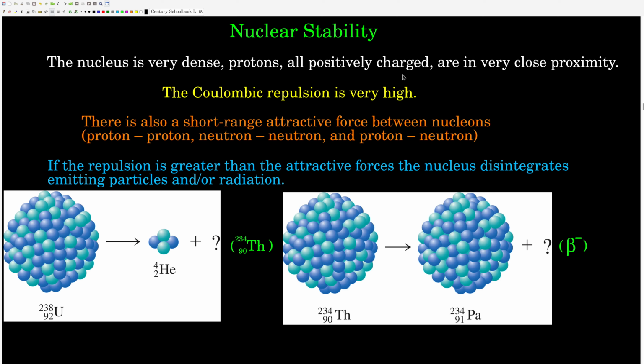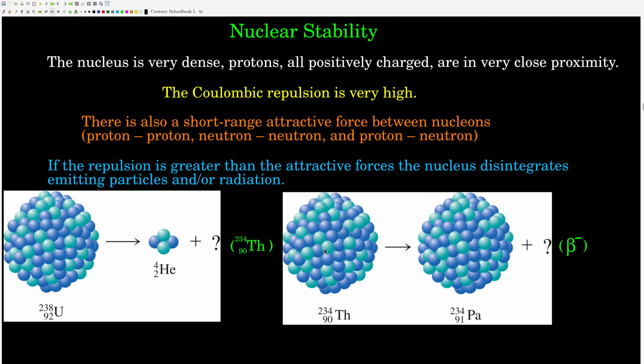Gamma radiation, I didn't show the symbol for that, it's just the symbol gamma. That's also electromagnetic radiation that can be produced in a nuclear decay. So for example, the decay of uranium-238 produces an alpha particle plus some other particle, and if we add up the mass numbers and the charge numbers, just like we did a minute ago, we see that the missing particle is thorium-234. We know it's thorium because the charge number must be 90, and so we look on the periodic table, find atomic number 90, and see, aha, that's thorium.